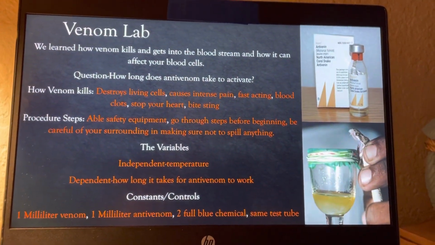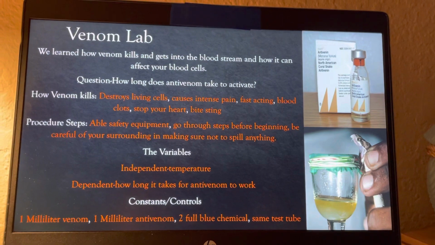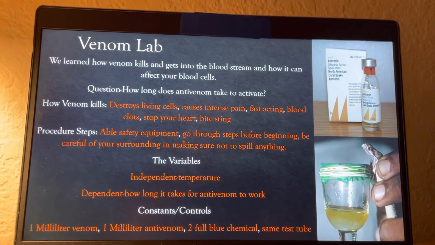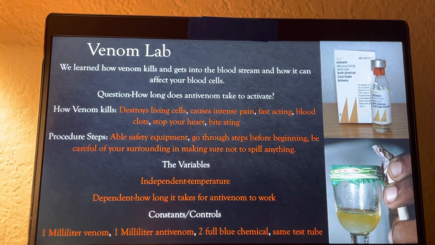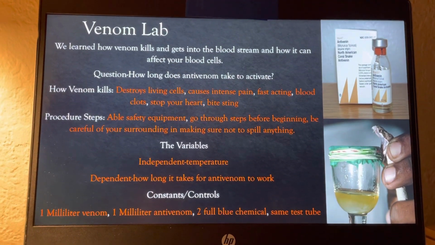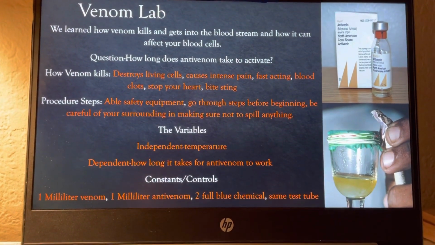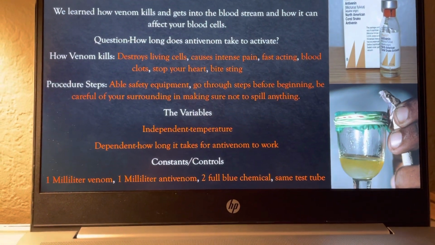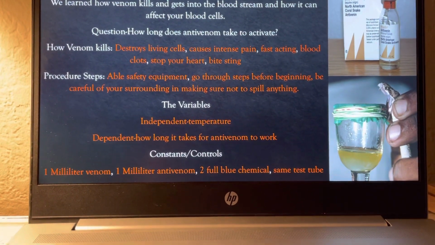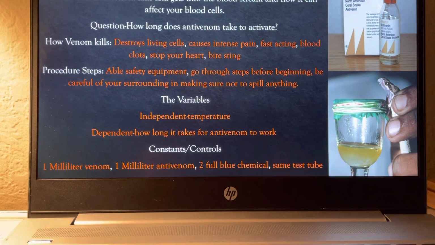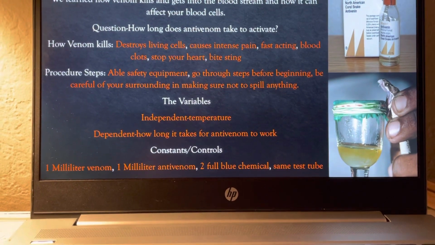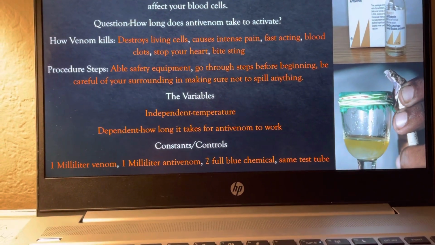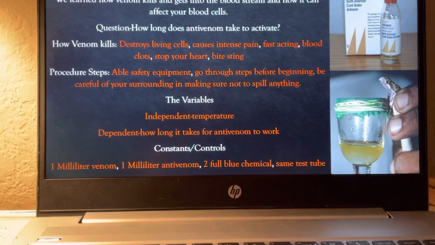In this lab, we learned how venom kills, gets into the bloodstream, and how it can affect your blood cells. Our question was, how long does anti-venom take to activate? How venom kills: destroys living cells, causes intense pain, fast-acting blood clots, stops your heart, and bite or sting.